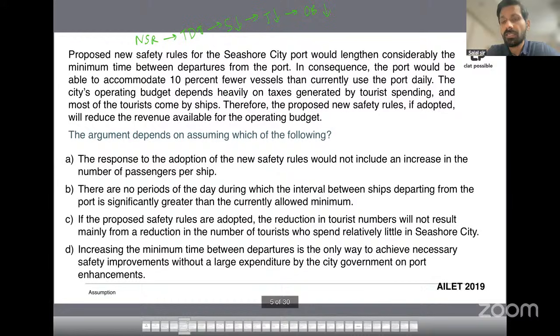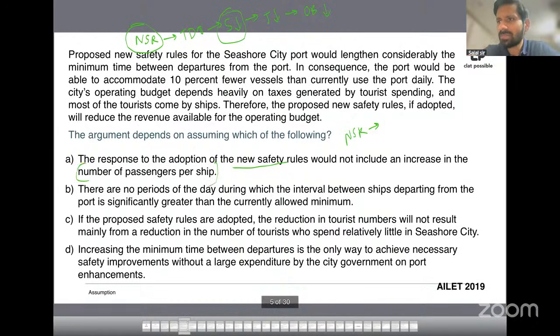Option A, the response to the adoption of new safety rules would not include an increase in the number of passengers per ship. Okay, that immediately looks like an interesting option, right? The response to the adoption of new safety rules would not include an increase in the number of ships. Remember, the author said because of these new safety rules, the number of ships will come down. What if it doesn't happen? What if immediately after new safety rules, we have an increase in the number of passengers per ship is what is given, and not in the number of ships.